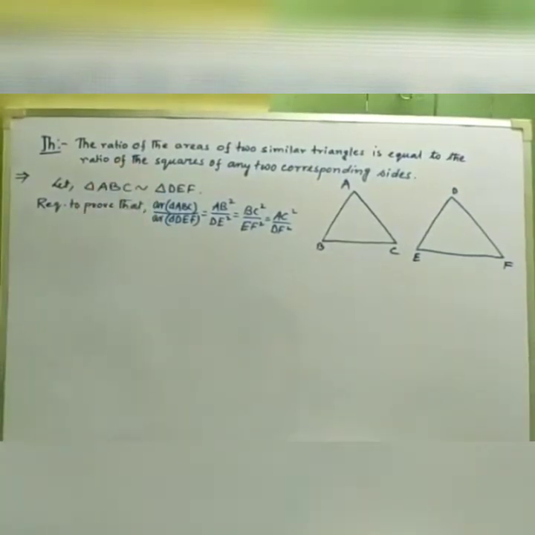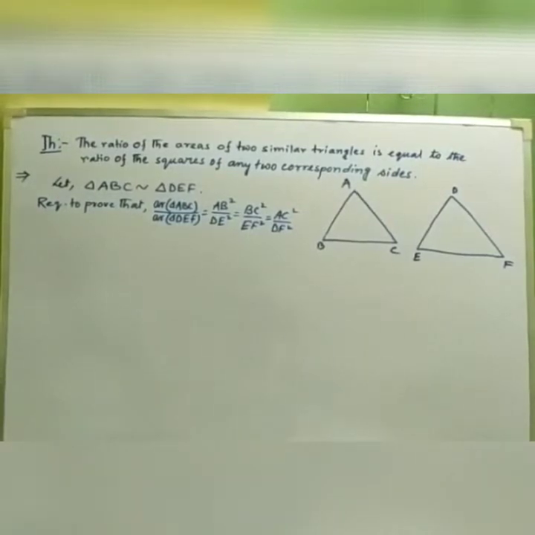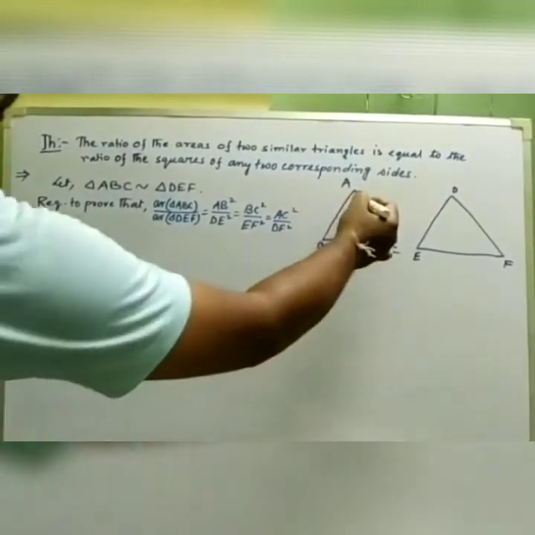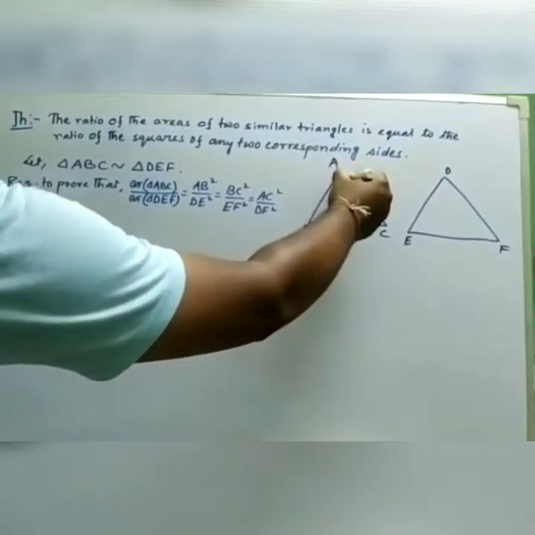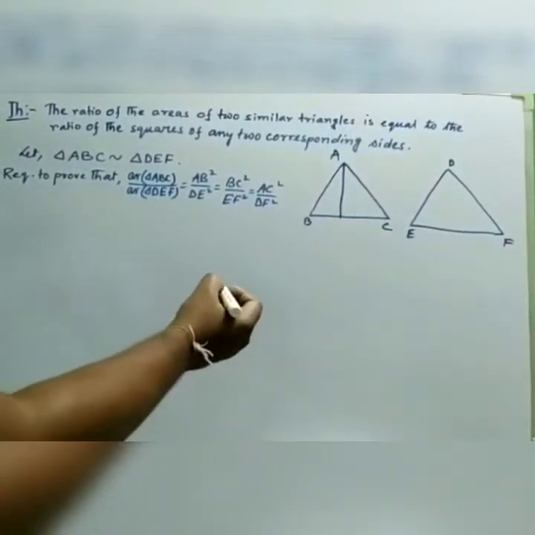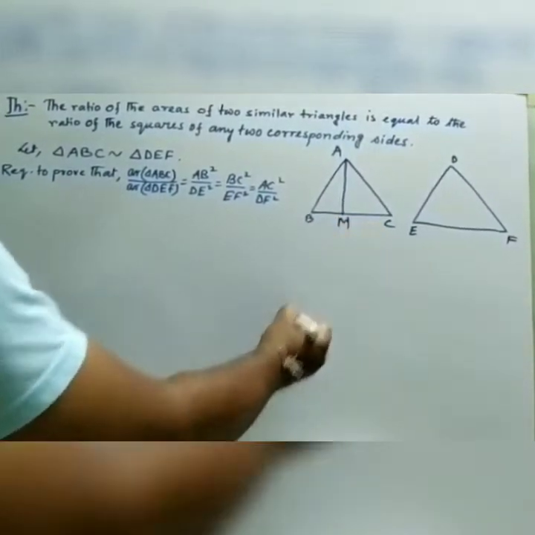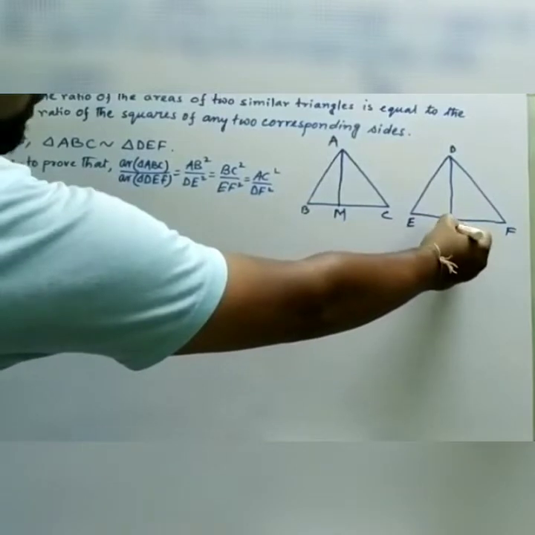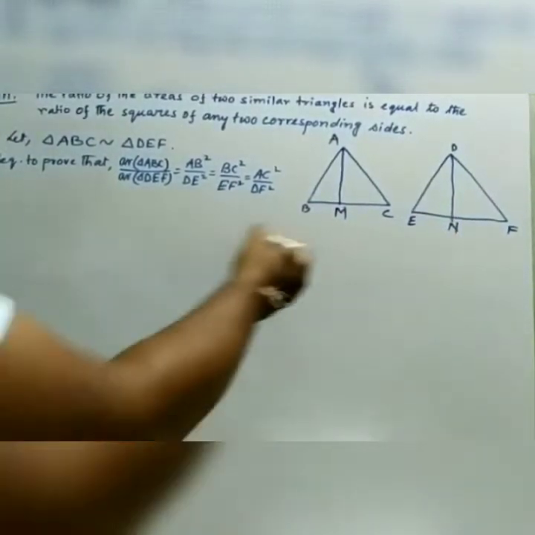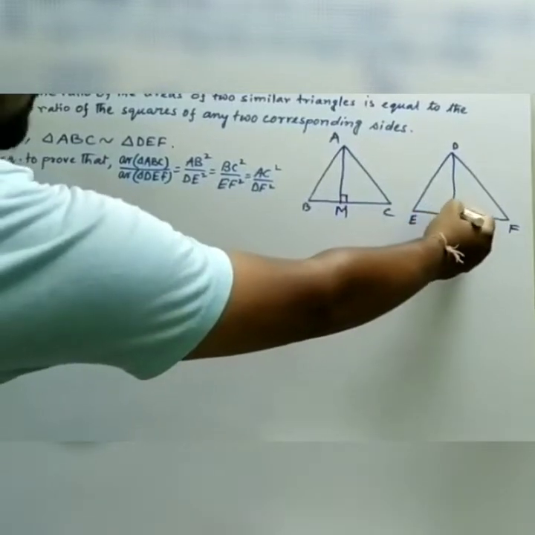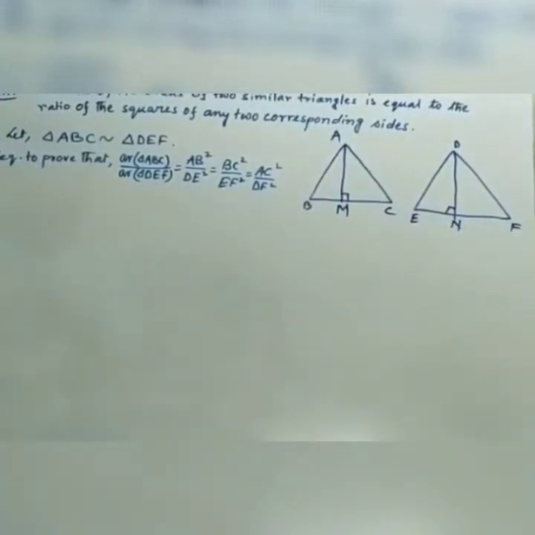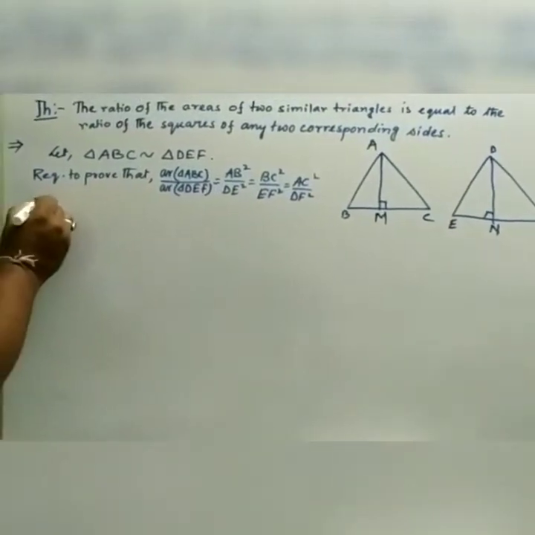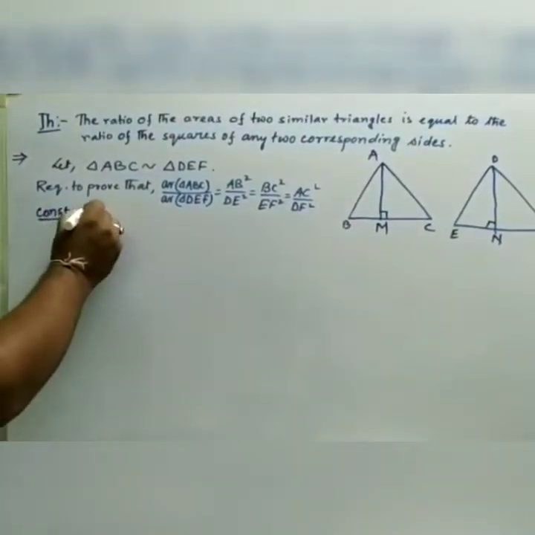This is the required to prove part, and for that proof we need a construction. What will be the construction? We have to draw the perpendiculars from the vertex to the base. So we are drawing from the vertex A to the base BC the perpendicular, that is M, and similarly from the vertex D to the base EF we are drawing the perpendicular, that is N. So AM is perpendicular, similarly DN is perpendicular. So that's the construction.